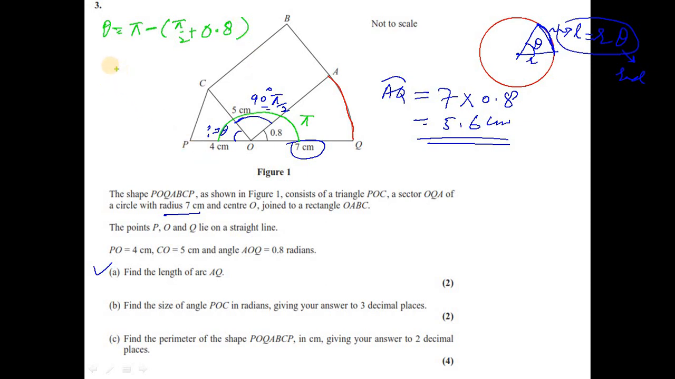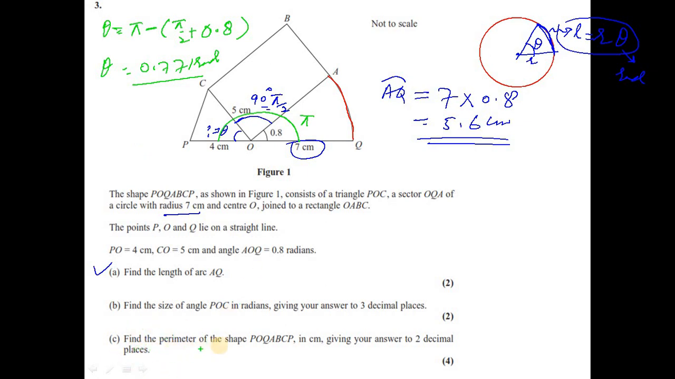This will give you the value of theta, and if you solve this you can substitute pi as 3.14 or 3.142, so theta will give you 0.771 radian. This is theta.